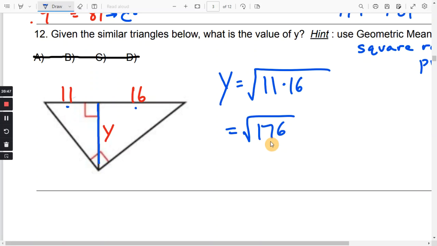And rounding off, that's going to be 13.3. So you don't have to do simplest radical form. We're just going to round off, and that will be in the multiple choices. So for the similar right triangles, the altitude is the square root of the product.